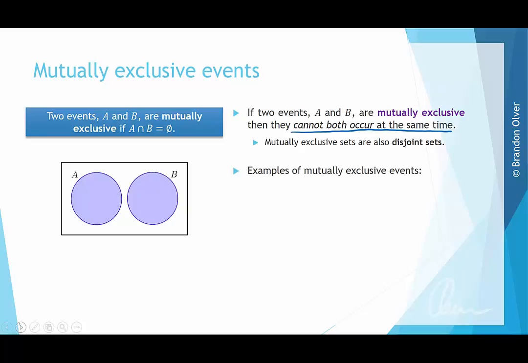Examples of mutually exclusive events include odd and even numbers. You can't have a number that is odd and even at the same time. Turning left or right, so you can't turn left or right at the same time. You can only do one or the other. Tossing a coin. In that situation, you can only obtain a head or a tail, not both. And our last example is drawing a king or a queen from a deck of cards. You can't draw both a king and a queen at the same time.